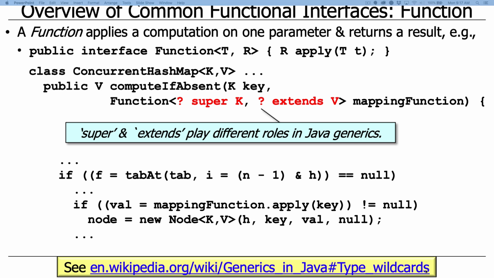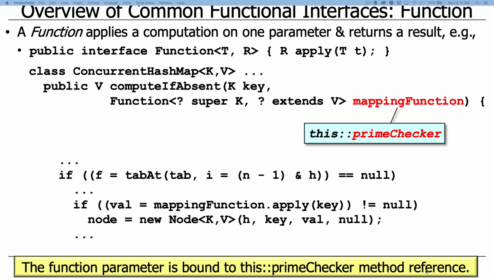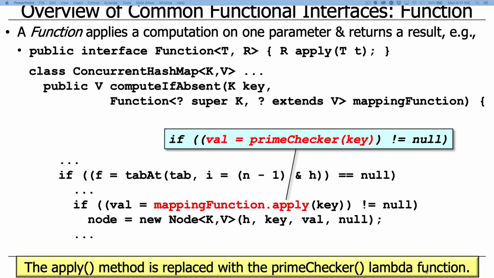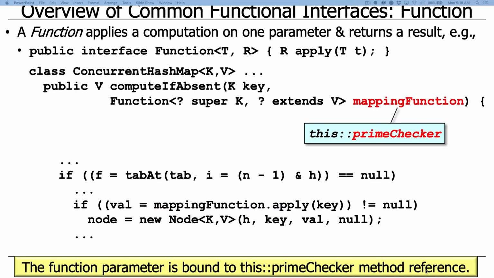Okay, so let's take a look at what we're actually going to bind this stuff to. The mapping function for our example is bound to primeChecker. So primeChecker is the method reference we pass in here, and that's what's going to be the mapping function for what I'm about to describe. You can see what happens down here is that if the key doesn't already have a value, in other words, if you look it up in the table and it returns null, then we're going to apply the mapping function to the key. And here's what that looks like given the mapping function binding.